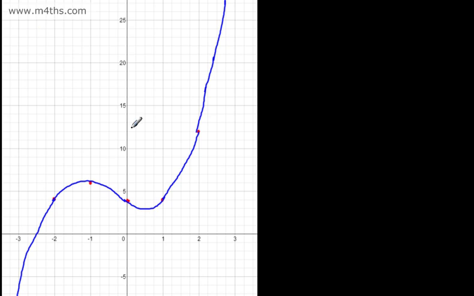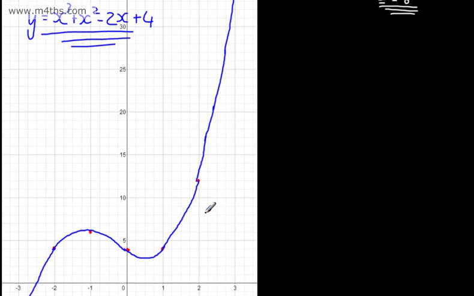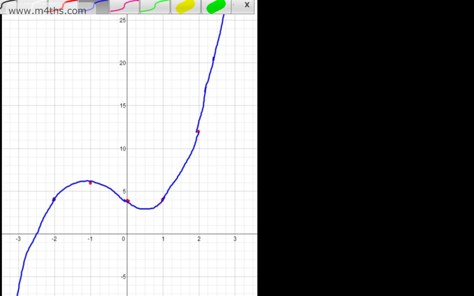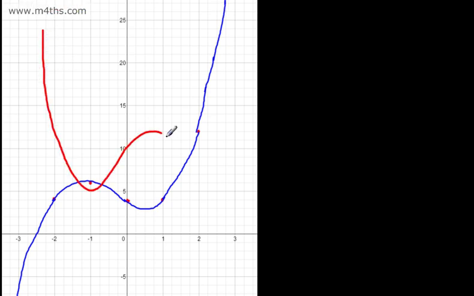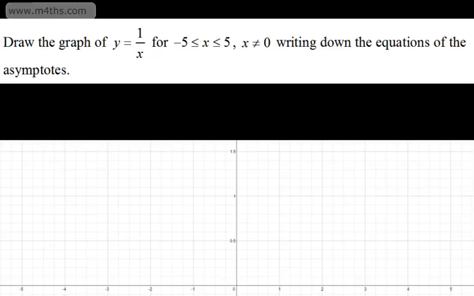If this was negative, it would go the other way. So if you have a negative x cubed, that will go down, something like so. So I'll just quickly hand sketch an example of a negative cubic. We might have something that looks like that. So just coming down here, that's an example of a negative cubic graph. Okay, so that's that one done. Let's move on now, and we're going to look at what we call a reciprocal graph.